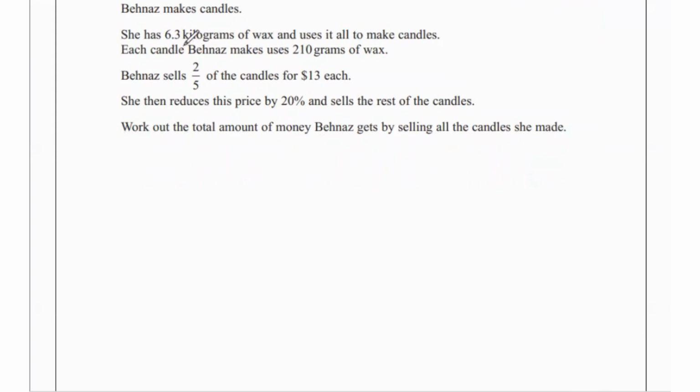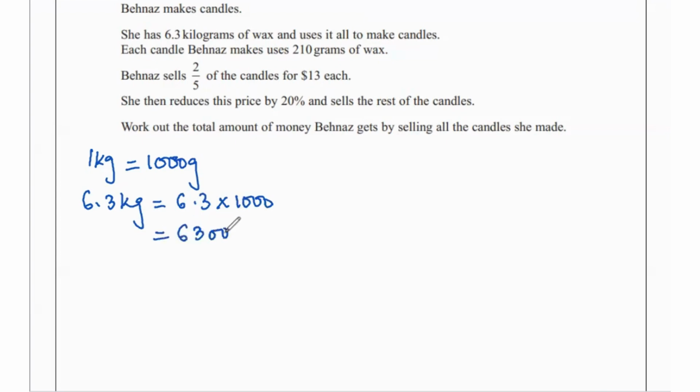So she has 6.3 kilograms of wax and she's used all of it. So to find the number of candles she's made, first let's convert the kilograms into grams. 1 kg is 1000 grams. So 6.3 kgs is going to be 6.3 times 1000, which is 6300 grams.